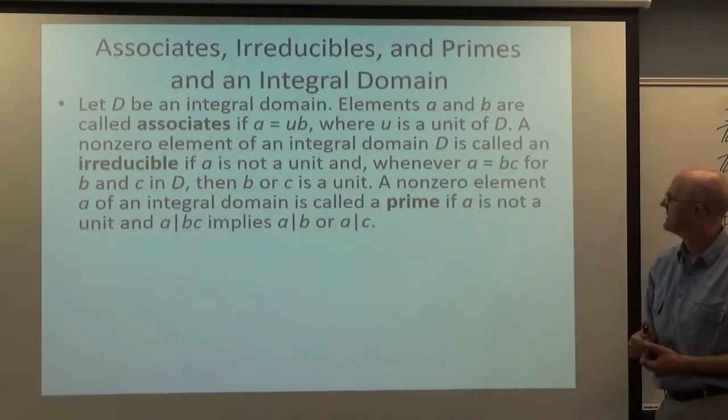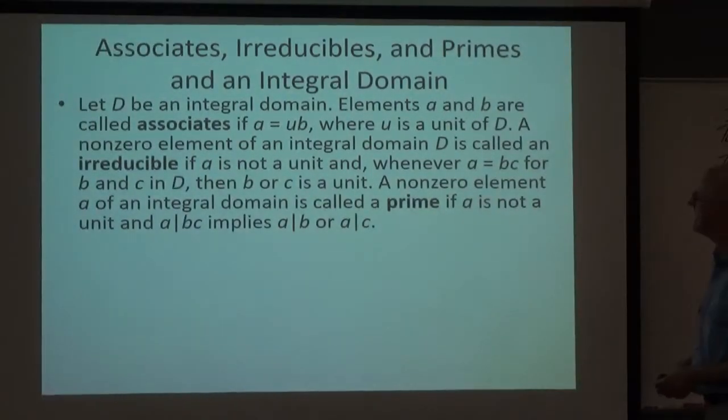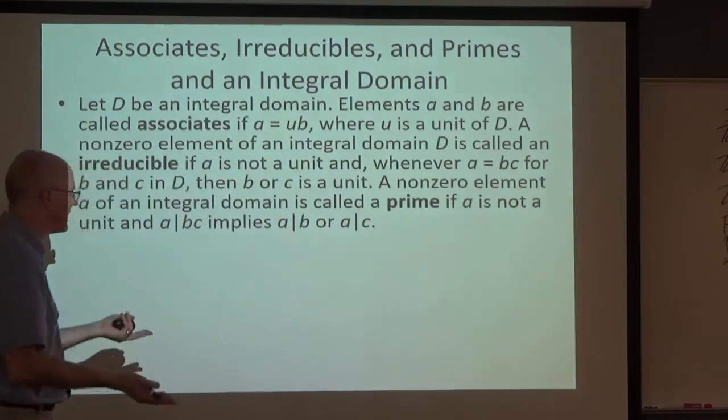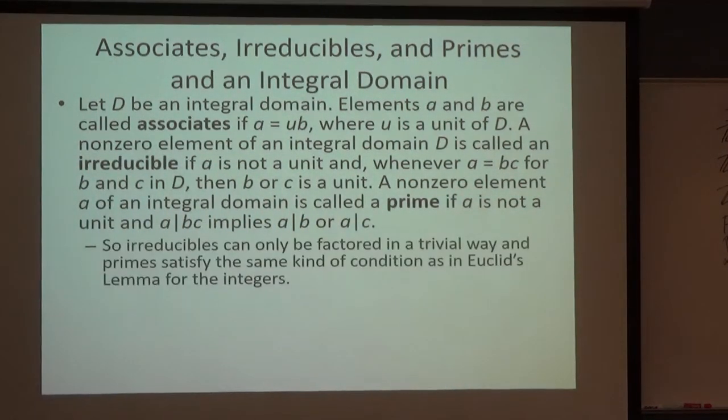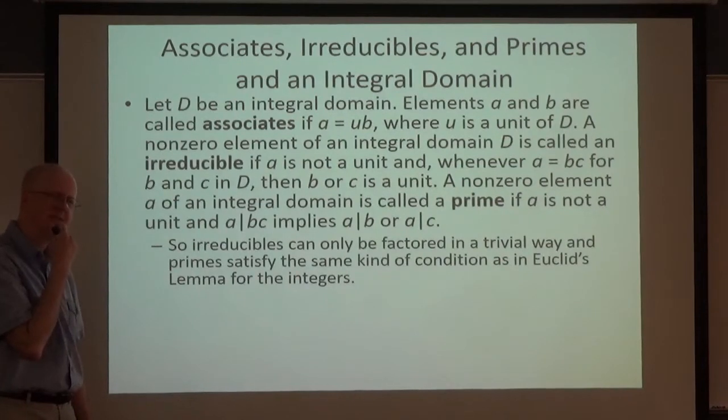A non-zero element in an integral domain is called prime if a is not a unit and a dividing b times c implies a divides b or a divides c. Okay, so to summarize, irreducibles can only be factored in a trivial way, and primes satisfy the same kind of condition as Euclid's lemma for the integers. Shouldn't these be the same concept, though? Why have two different words?